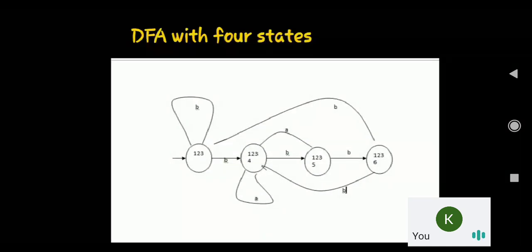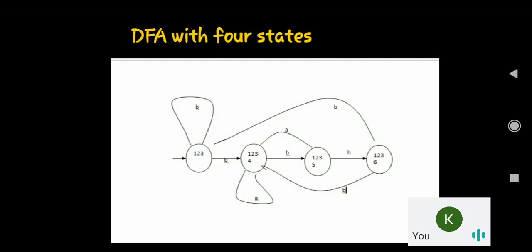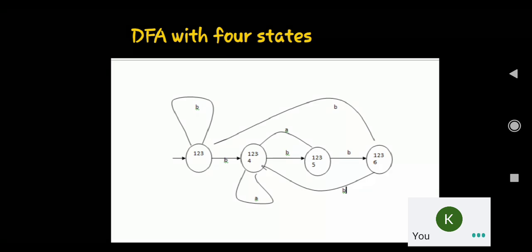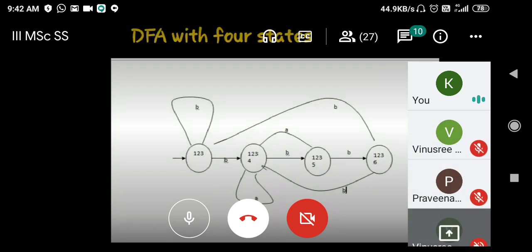See here we have a DFA with four states, for the same regular expression, a b to the power of asterisk a b b. So this particular diagram is going to be the one with the minimum number of states. In the previous diagram, you have a total of 5 states. Here in this diagrammatic representation, you have 4 states.